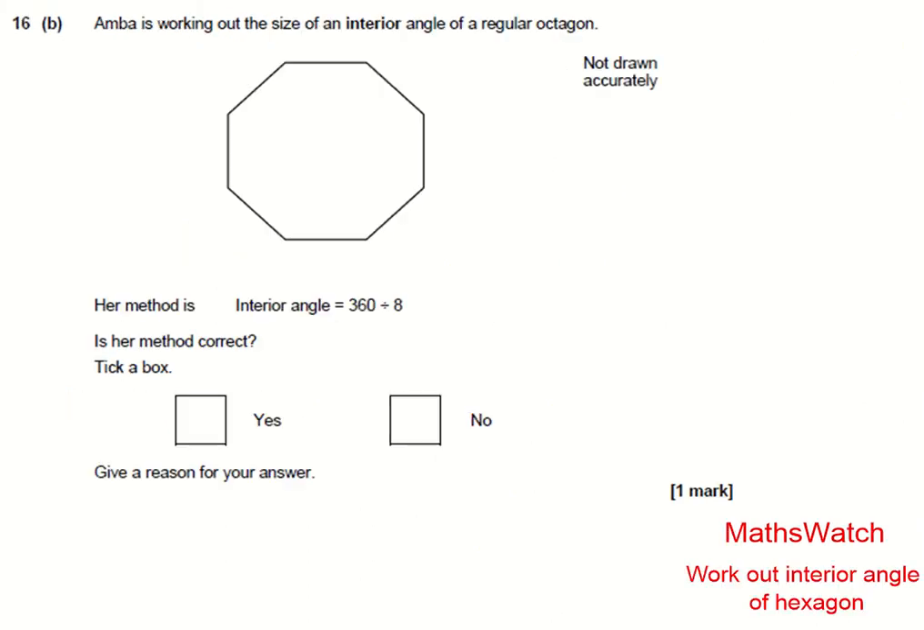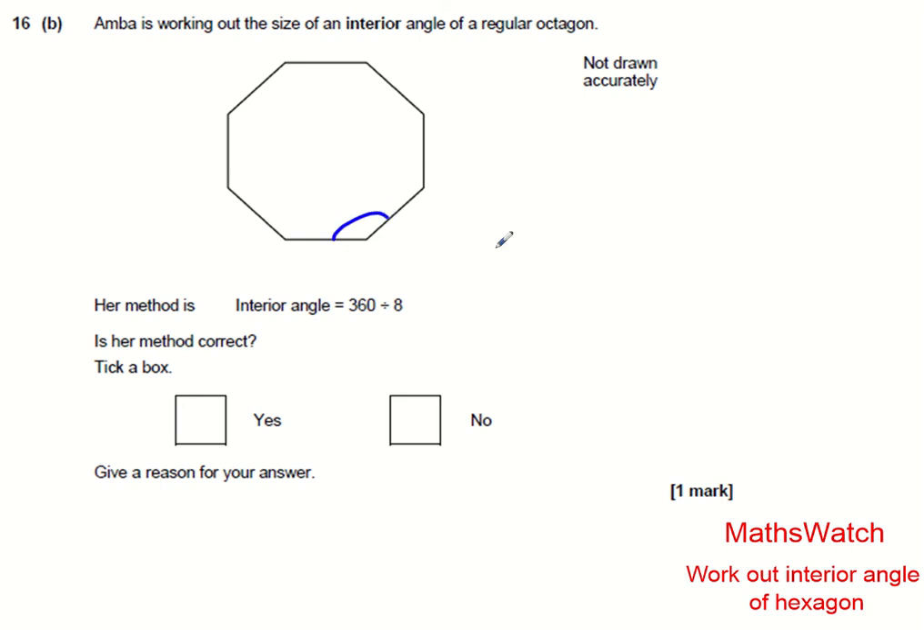Question 16b. Amber is working out the size of an interior angle of a regular octagon. Her method is interior angle equals 360 divided by 8. Is her method correct? Now, an interior angle is an angle on the inside of a shape.